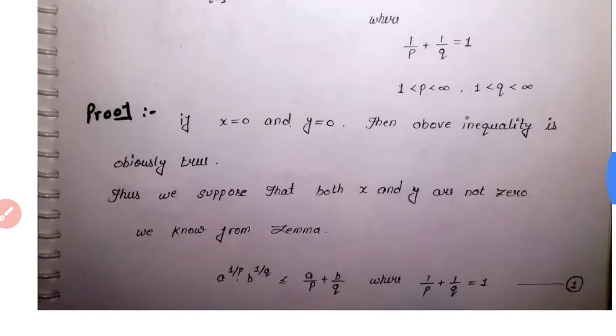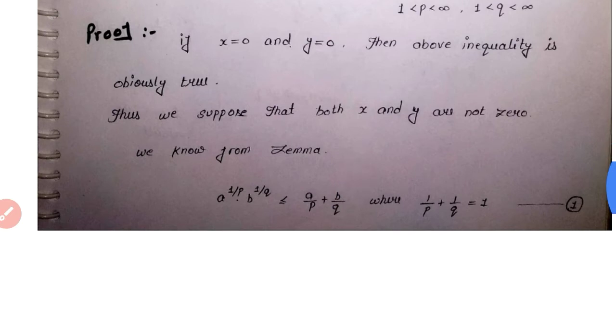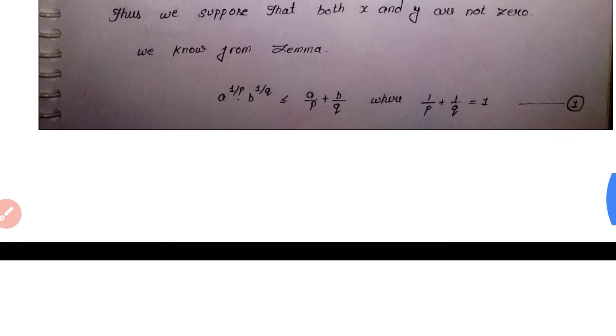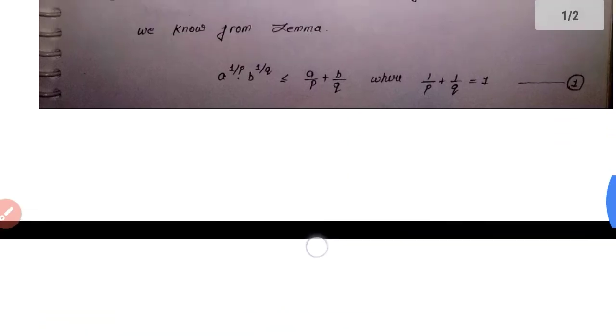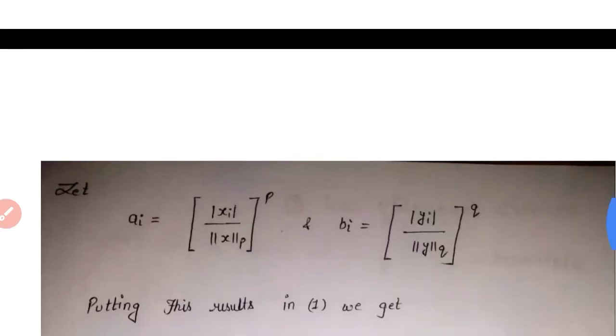In the next case, we suppose that both x and y are non-zero, and we use the lemma which we proved in the previous video, that a to the power 1 by p into b to the power 1 by q is less than or equal to a by p plus b by q, where 1 by p plus 1 by q equal to 1.